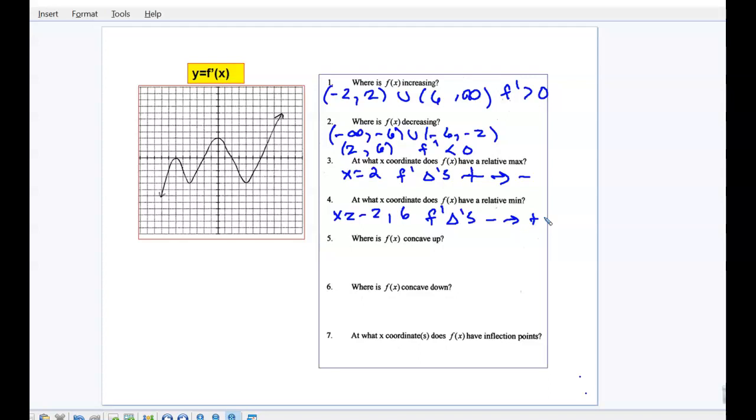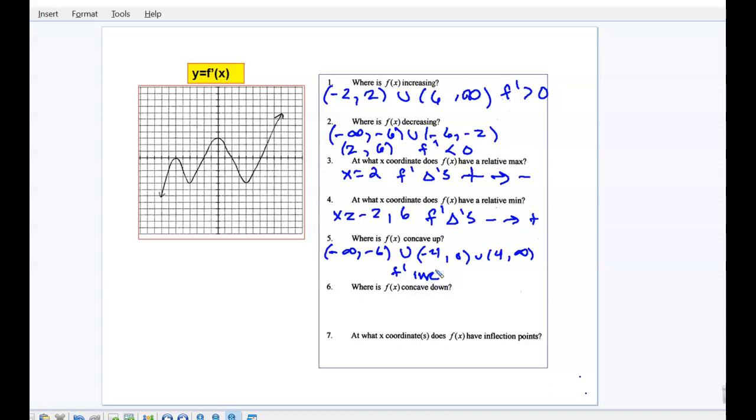Where is the function concave up? Well, the function is concave up when f prime is increasing, so from -infinity up to -6, also from -4 to 0, and from 4 to infinity, and that's where f prime is increasing.